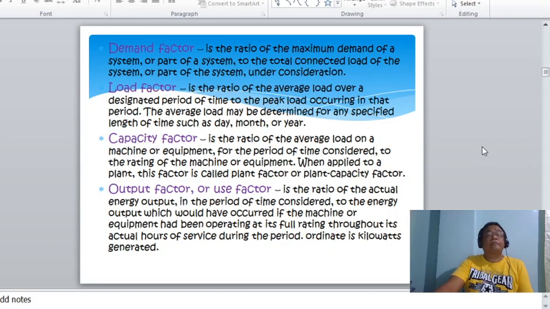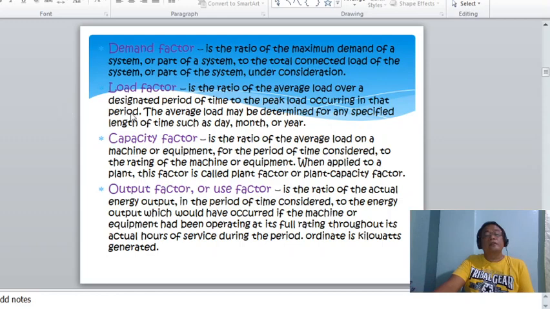Another, we have the so-called demand factor. This is the ratio of the maximum demand of the system or part of the system to the total connected load of the system or part of the system under consideration. Another, we have load factor: the average load over the designated period of time to the peak load occurring in that period. The average load may be determined for any specified length of time such as day, month, or year.